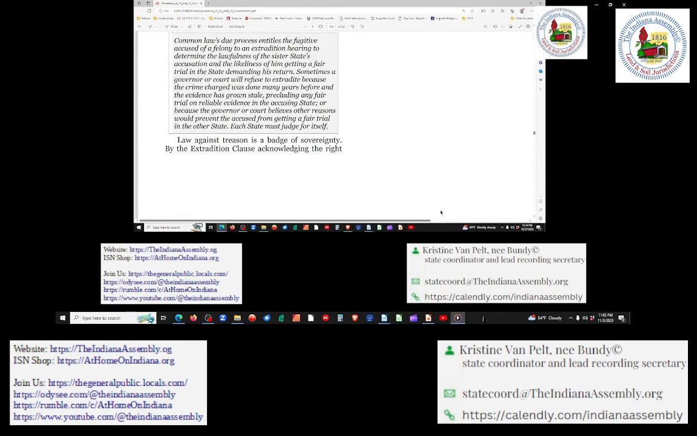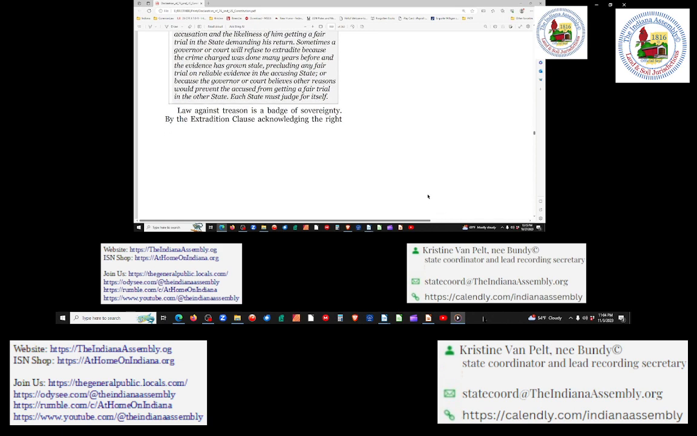Common law's due process entitles the fugitive accused of a felony to an extradition hearing to determine the lawfulness of the sister state's accusation and the likeliness of him getting a fair trial in the state demanding his return. Sometimes a governor or court will refuse to extradite because the crime charged was done many years before and the evidence has grown stale, precluding any fair trial on reliable evidence in the accusing state, or because the governor or court believes other reasons would prevent the accused from getting a fair trial in another state. Each state must judge for itself.